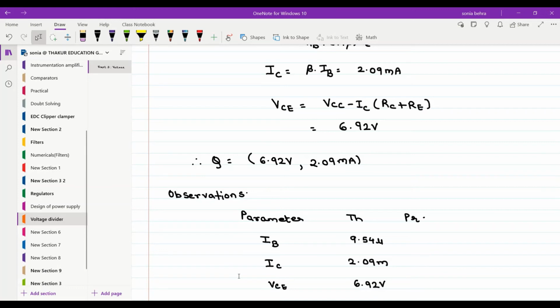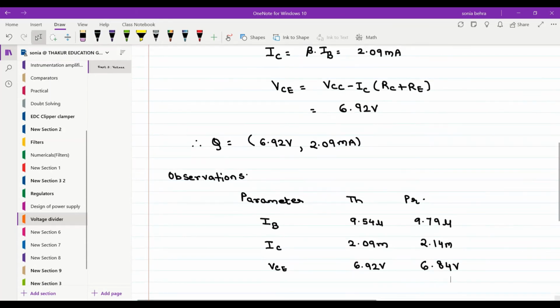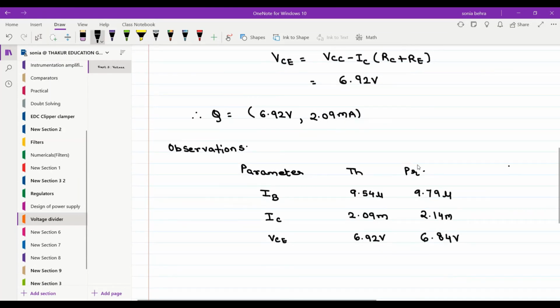Now let us write the practical values over here. So IB practical value which you got is 9.79 microamperes. IC value which we have got is 2.14 milliamperes and VCE is 6.84 volts. There is a very important parameter which is called percent accuracy. How much accurate values you have got? Percentage accuracy. So let us find out the percentage accuracy.